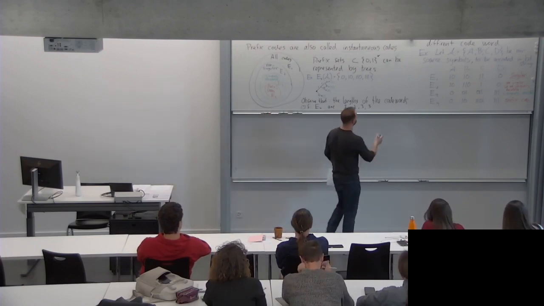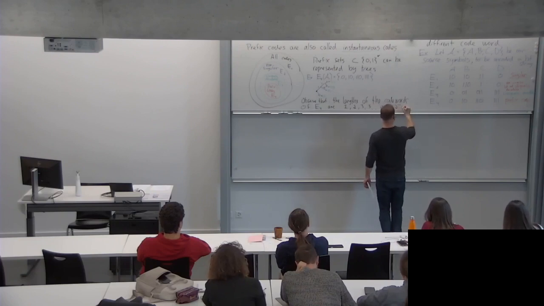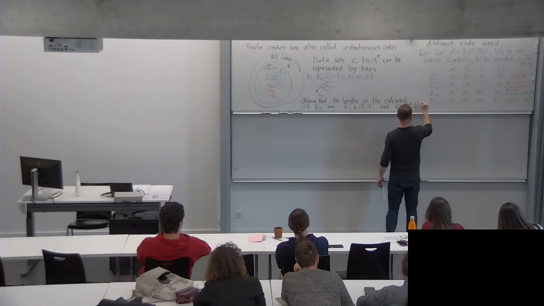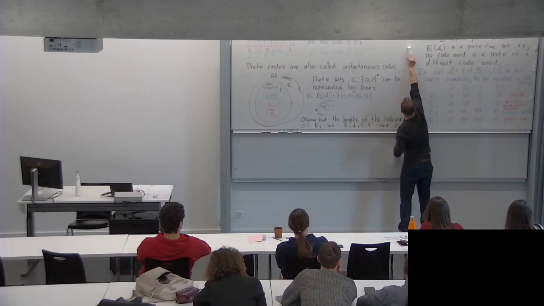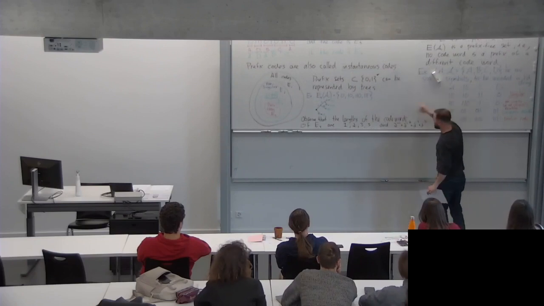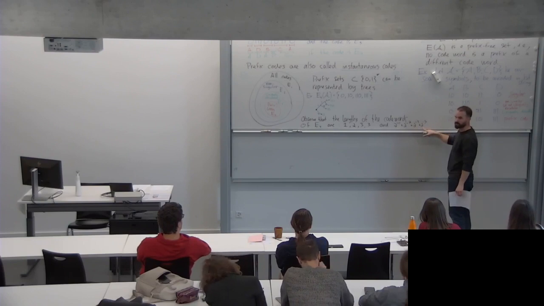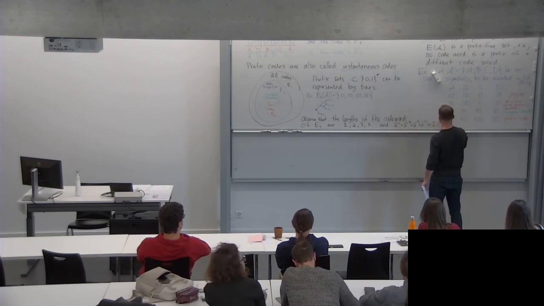And 2 to the minus 1 plus 2 to the minus 2 plus 2 to the minus 3 plus 2 to the minus 3. That's 1/2 plus 1/4 plus 1/8 plus 1/8. It's 1. In particular, it's smaller or equal to 1.